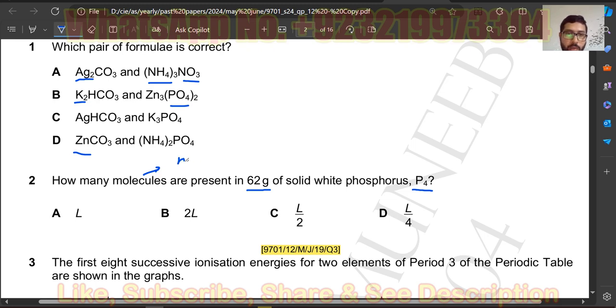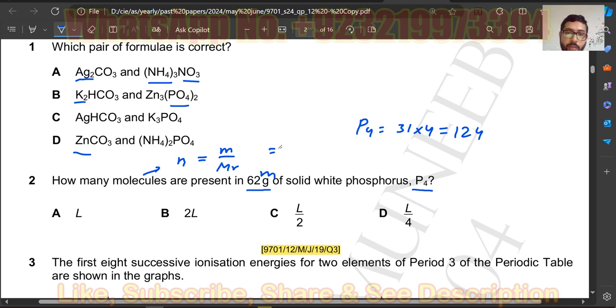So we need to calculate the number of moles, and the number of moles is calculated by the formula mass over Mr. The mass is given already, it is 62 gram, and the Mr, relative molar mass of the P4, is calculated from its periodic table. So for P4, the atomic mass or the Ar value of the P is 31. So we will multiply with 4 and you get the answer is 124. Okay, that's the molecular mass of the P4.